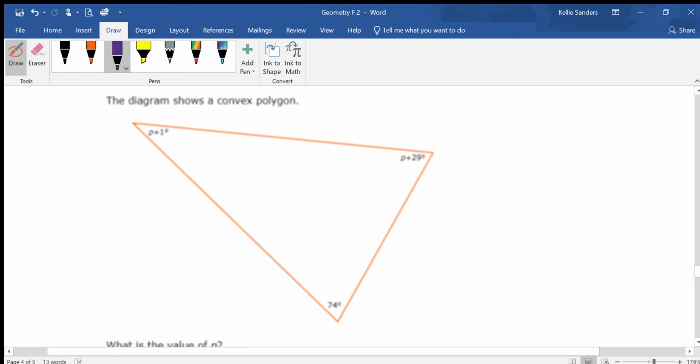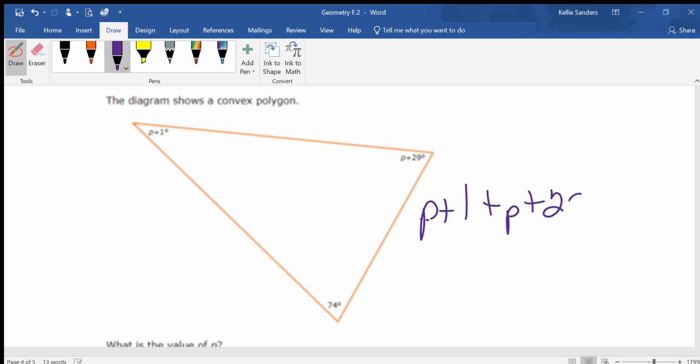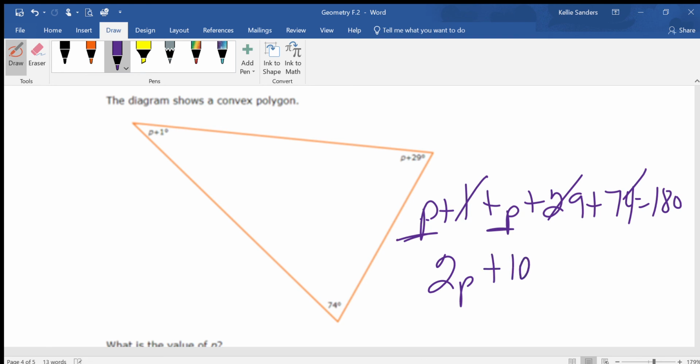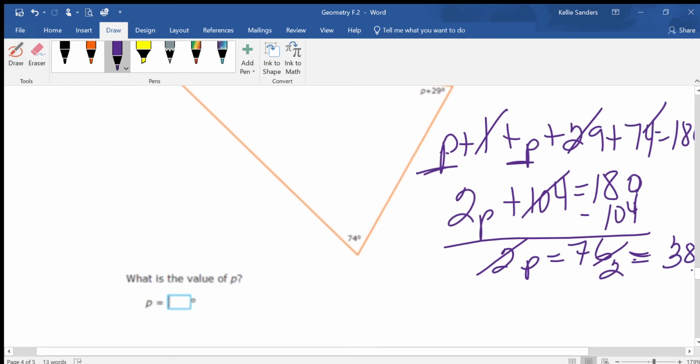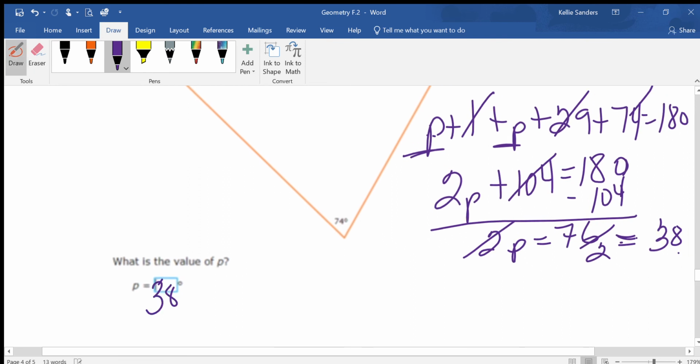Keep on going. P plus 1 plus P plus 29 plus 74 equals 180. 1P plus 1P is 2P. 1 plus 29 is 30, plus 74 is 104. 76 divided by 2 is 38. P is 38. What is P? 38.